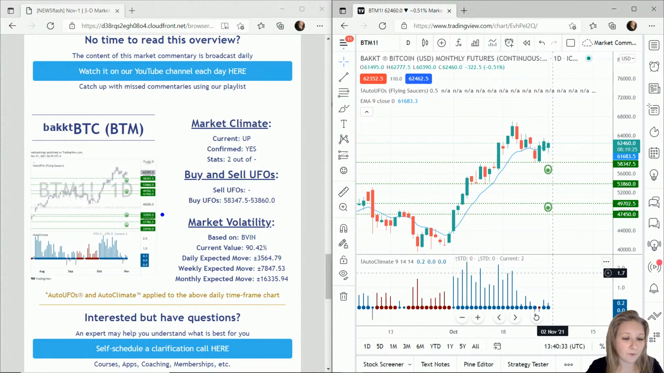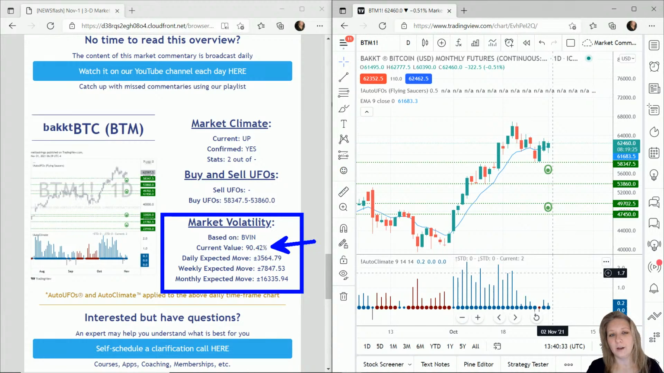Now in terms of volatility, we expect Bitcoin to go up or down in 1 year of 90.42%. So in a day, that's 3,564.79 points up or down. In a week is 7,847.53, and in a month 16,335.94. So a bit more volatile than the others.